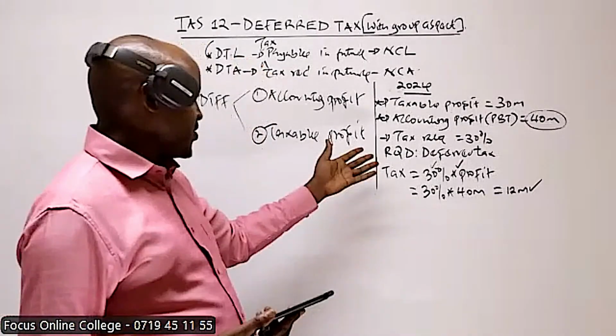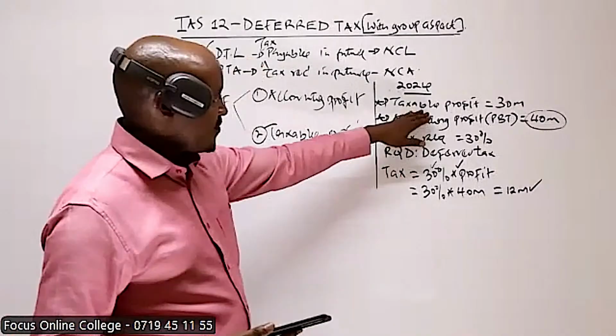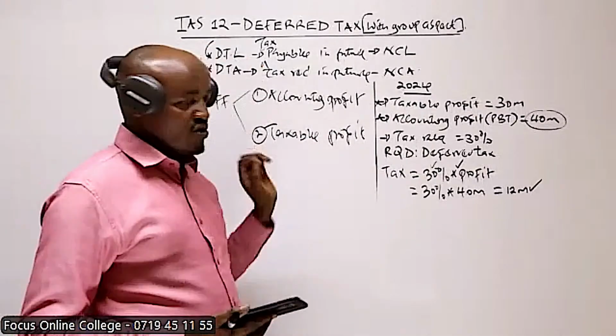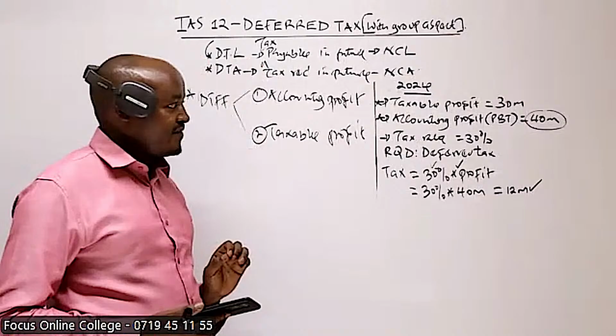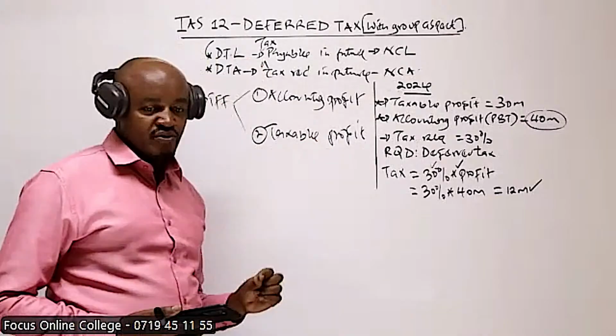And with this small illustration here, we assume the taxable profit of the company is 30 million. The accounting profit, or the profit before tax, is 40 million. The tax rate applicable to this company is 30%. And then what you're required to do is compute the deferred tax.